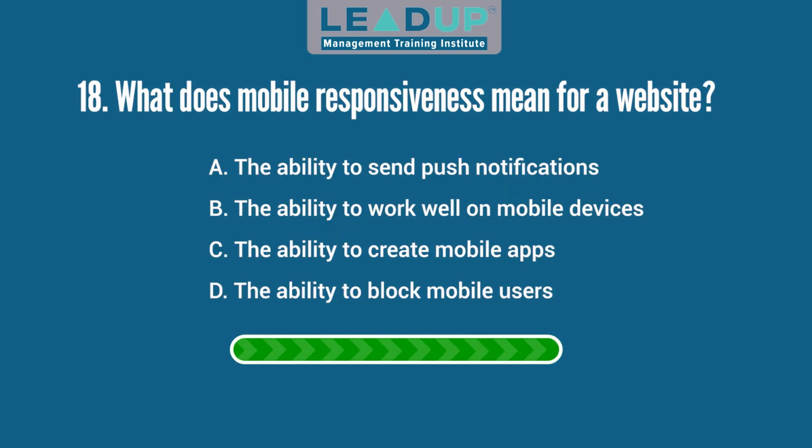Question 18. What does mobile responsiveness mean for a website? A. The ability to send push notifications. B. The ability to work well on mobile devices. C. The ability to create mobile apps. And D. The ability to block mobile users. The answer is the ability to work well on mobile devices.